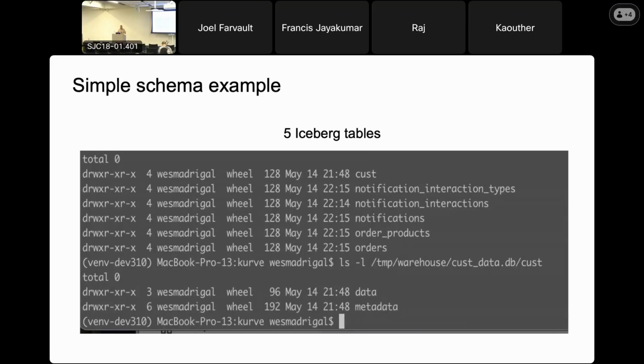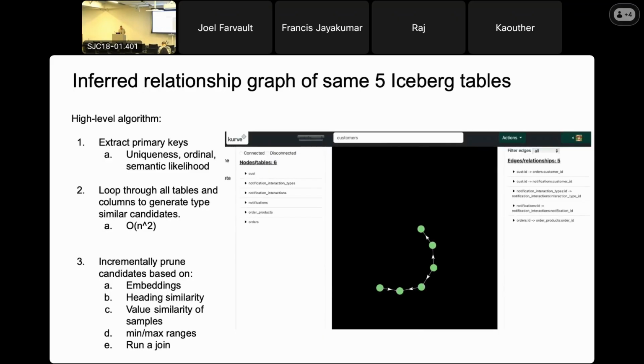So here's an example, a 5 Iceberg table data lake, and it's just got some flat Iceberg files. We can infer the relationships between these, and you get this nice little graph structure. So the high-level algorithm here is, number one, extract the primary keys. So we run some operations like uniqueness checks, ordinal, semantic likelihoods of the headers, et cetera, and pick a primary key per table.